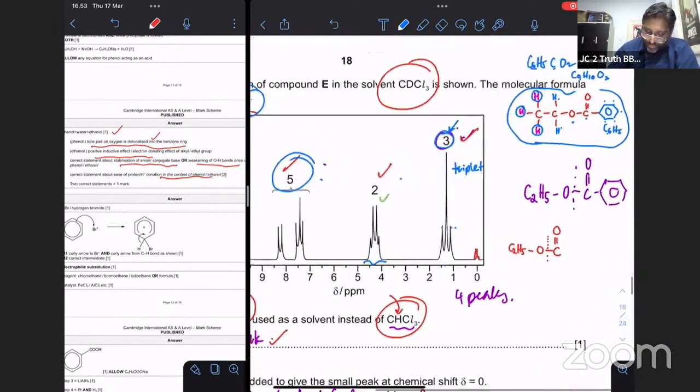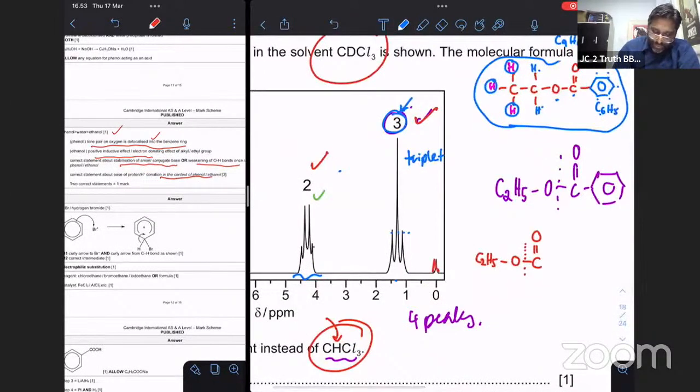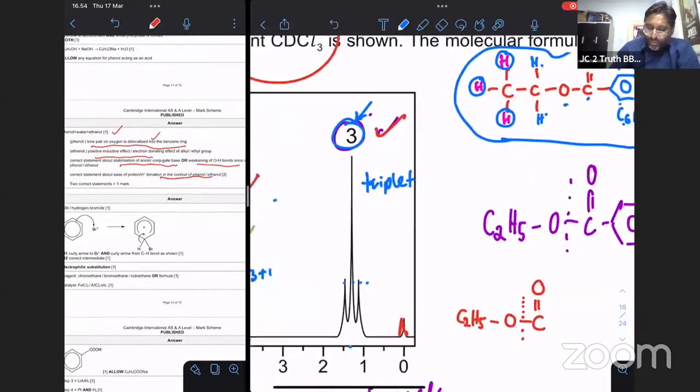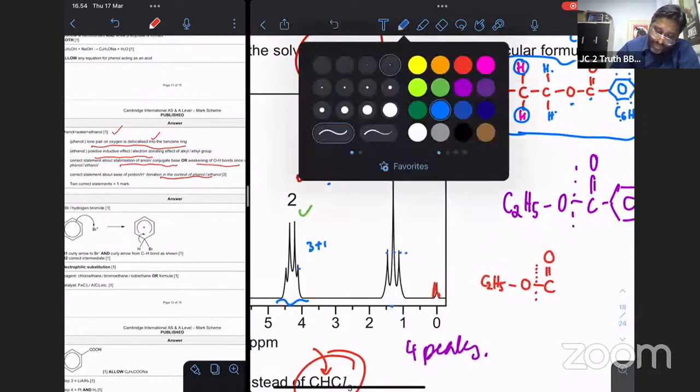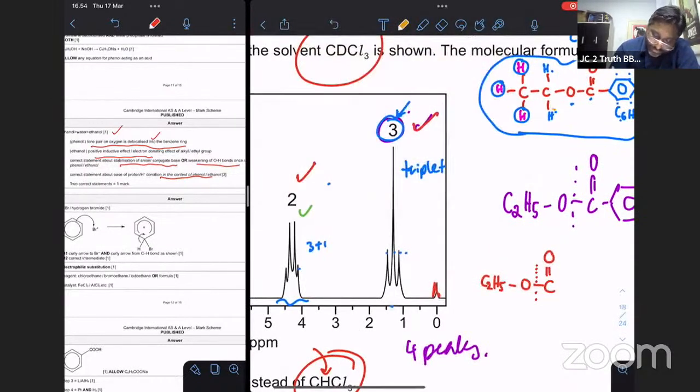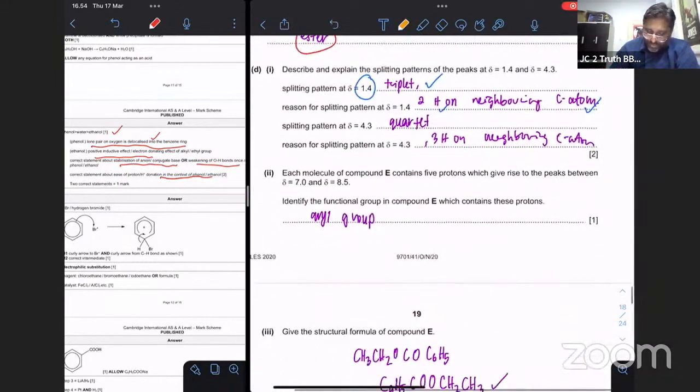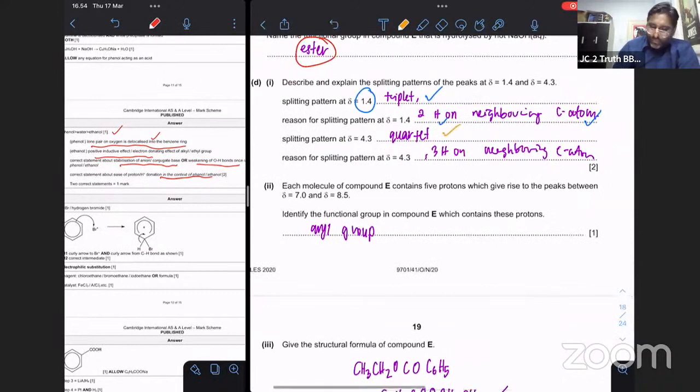You can see that the splitting is going to be a quartet. Quartet means the neighboring carbon must have 3 hydrogens. 3 plus 1, then only you get 4, a quartet. So most likely we are talking about this hydrogen. Because they put 2, and you see the neighboring carbon has 3 plus 1, this is going to be a quartet, with 3 hydrogen on the neighboring carbon atom.